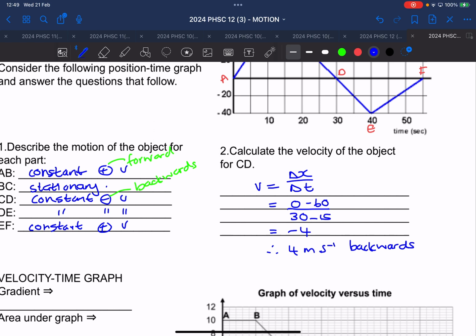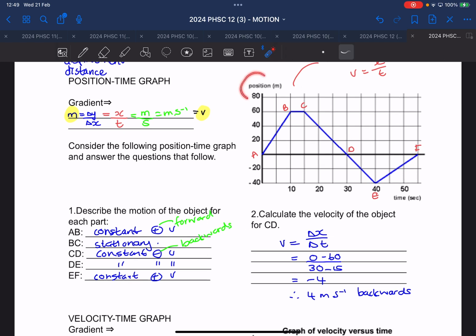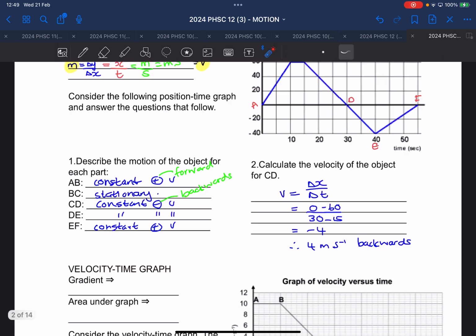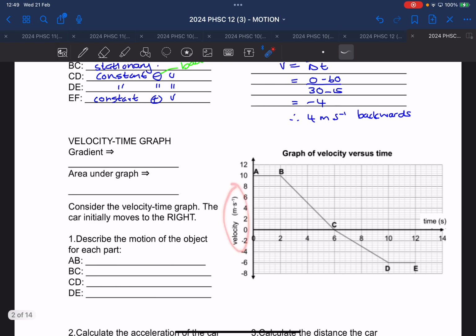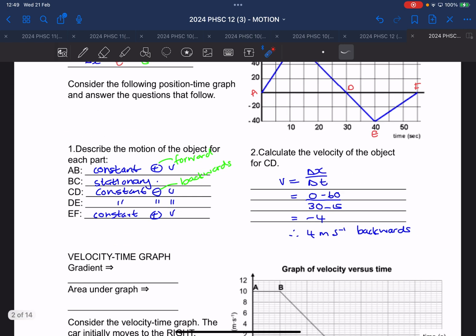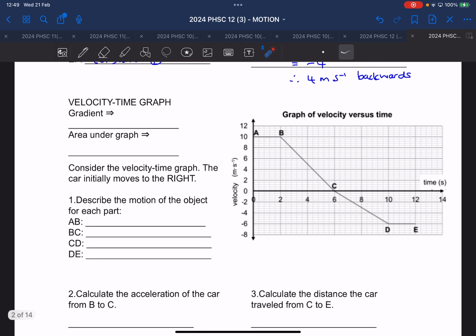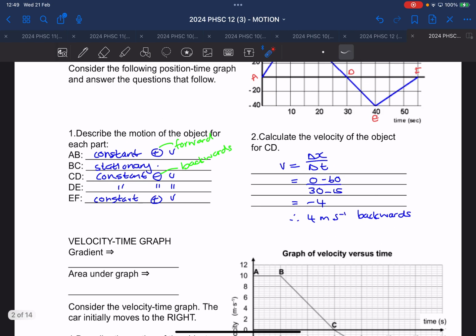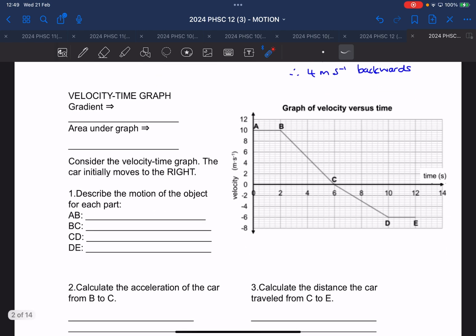It depends what type of graph this is. If it's a position time graph, no. If it's a velocity time graph, yes. So be careful what graph you're busy with. Then you'll say the change in y over the change in x. And it will be exactly the same. Okay. Well, you're going to read the axis, hey?